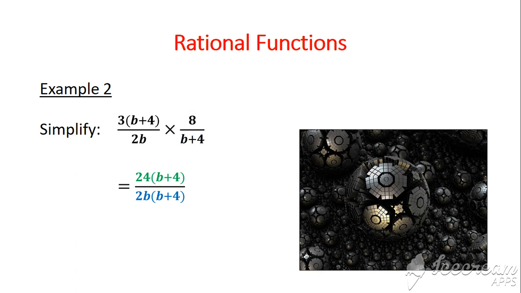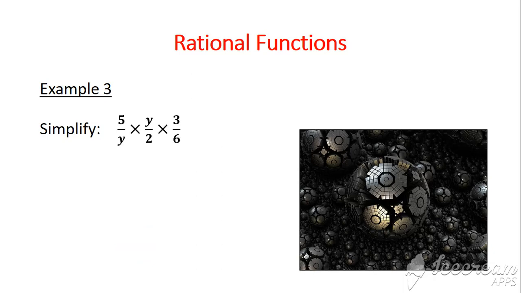Now, because we are going 24 times b plus 4 and 2b times b plus 4, we can cancel the b plus 4s. And that leaves us with 24 over 2b, but 24 divided by 2 is 12, so we're left with 12 over b. The b's on the bottom and stays there.